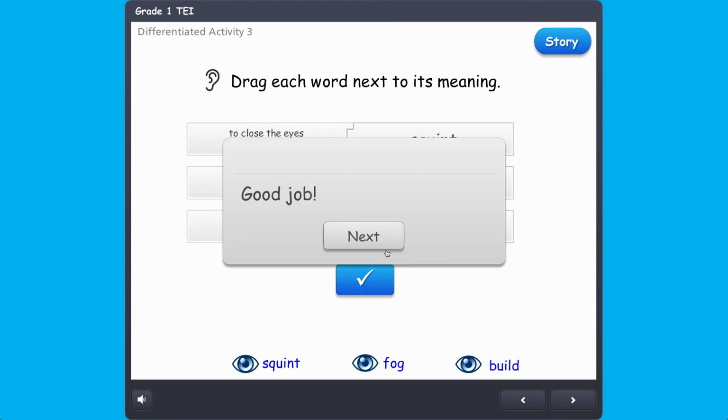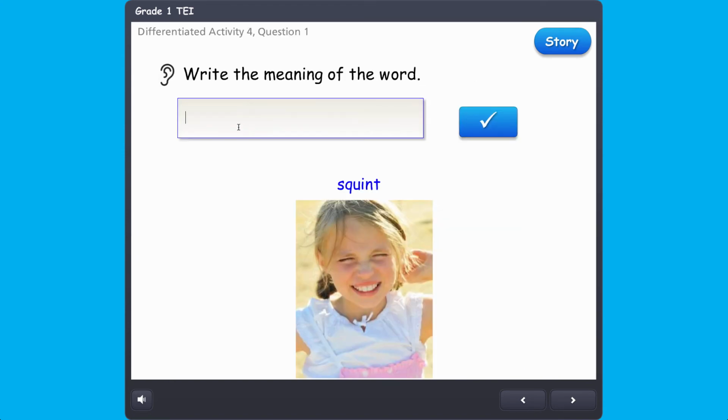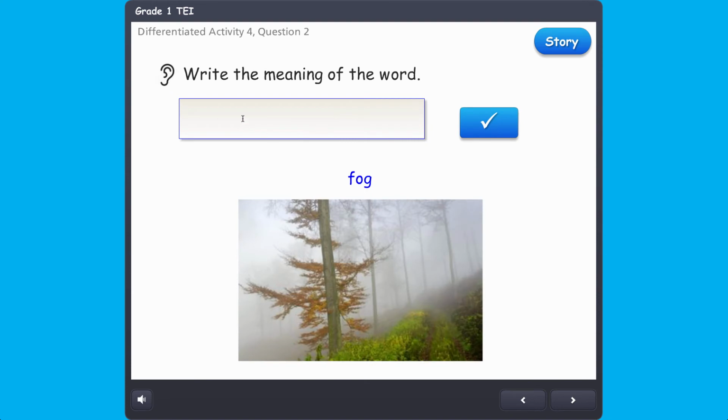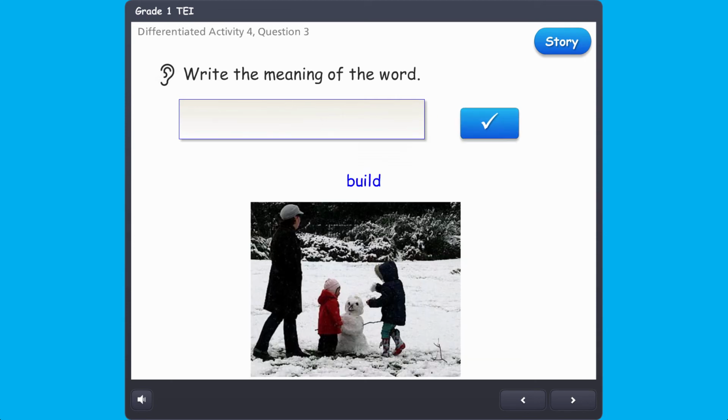Finally, with differentiated activity 4, there are again 3 questions, 1 for each keyword. This time students are asked to write the meaning of the word. The TEI will accept a number of variations of that meaning. Students don't necessarily have to type in the meaning exactly as it was written. However, we did decide that correct spelling would be required to get a correct answer.